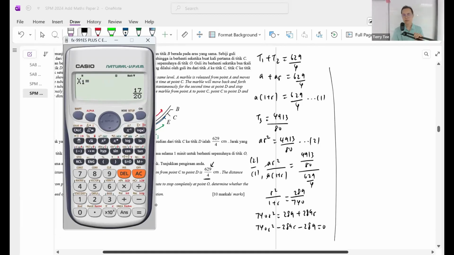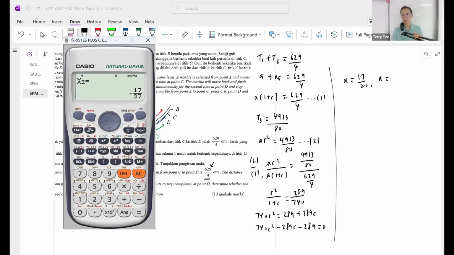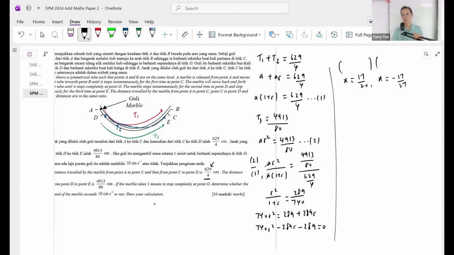So you see your x1 is 17 over 20, x2 is negative 17 over 37. So you can work it backwards. 17 over 20. The second x is 17 over 37, negative. So you work backwards, double bracket, multiply over. This is 20r minus 17. Of course you don't write x, sorry, we almost get caught. This is r, not x. So the second one is 37r plus 17.